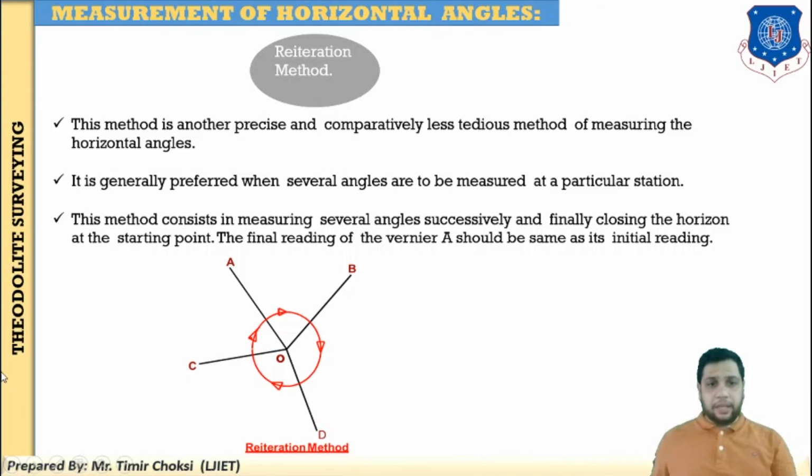So in this method, the final reading of vernier A should be the same as the initial reading. Means here we finally close the horizon. Here I will start at 0 degrees at station A, and after finding the angles AOB, BOC, COD and returning to A, the reading will be 0. Means the final reading of vernier A should be the same as the initial reading.